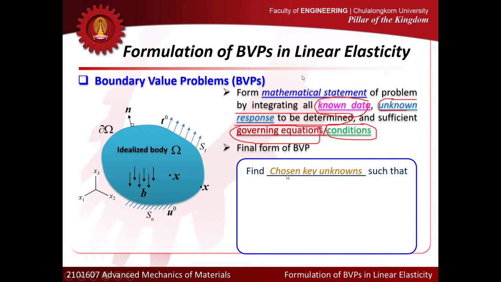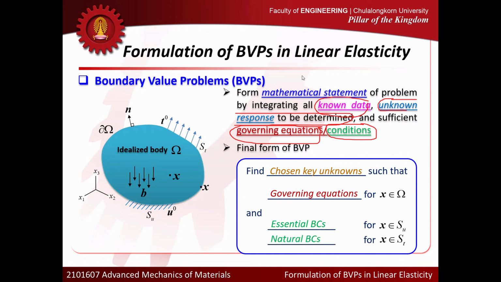You have to identify the quantity that you want to determine, right? You find the unknown here that satisfies the governing equation. And then you have to state clearly that the governing equation has to be satisfied for any X inside the body, and also satisfy the condition on the boundary. So you can have essential boundary condition, or you can have natural boundary condition, and you can have both. So it's possible that for some cases, SU may be the empty set. In some cases, ST can be the empty set as well. Or for the general case, SU and ST are not empty sets at the same time. So this is the form of the boundary value problem.